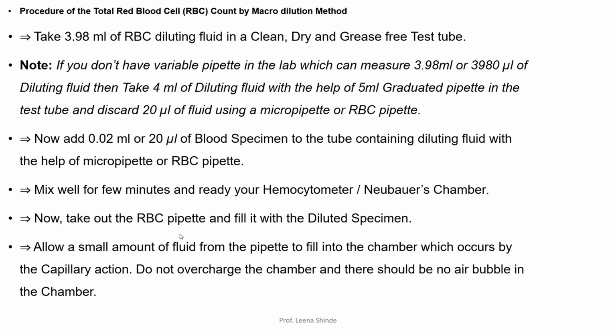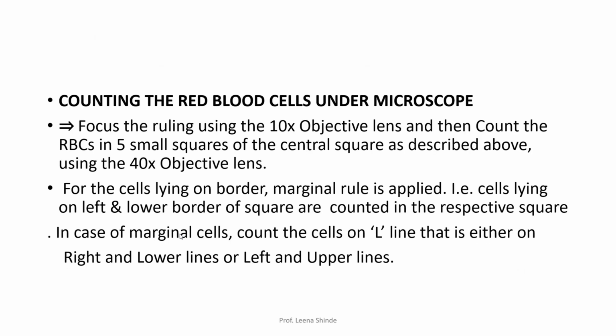Macrodilution method: contain 3.98 ml diluting fluid with 0.02 ml blood sample. Mix well, take a drop on the Neubauer chamber, and counting is done under the high power lens of the microscope.